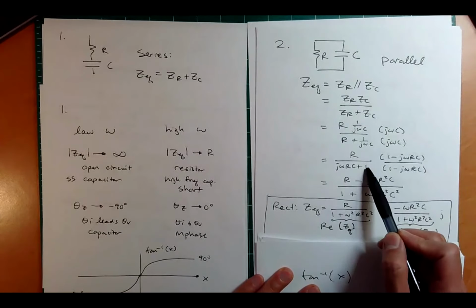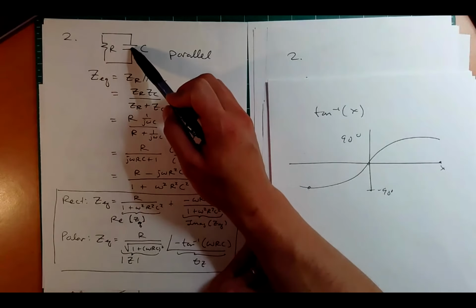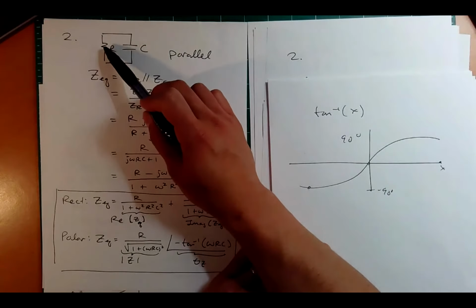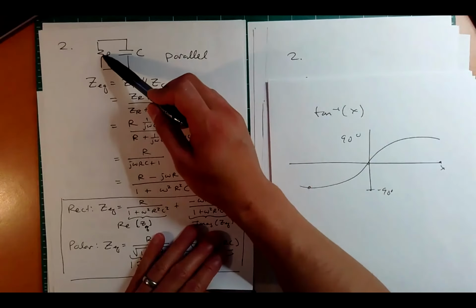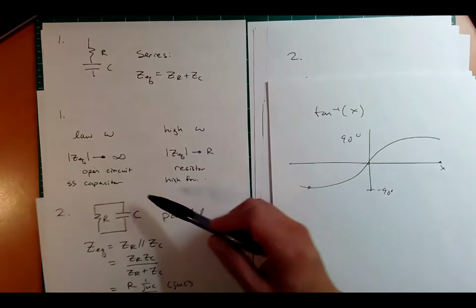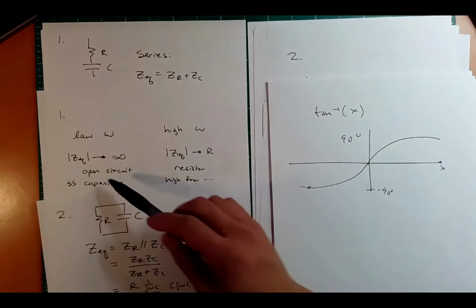All right, so what about the intuition again? Well, let's look at here. At low frequency, this is going to become like an open. So that means the resistor is more dominant at low frequency when this is in parallel, as opposed to this one where the capacitor was more dominant, right? Okay, so what else? At high frequency, this is more like a short. So the capacitor is more dominant at the high frequency than the resistor.